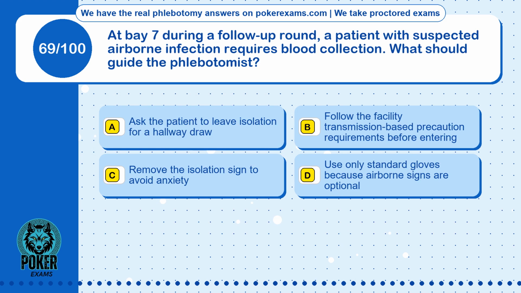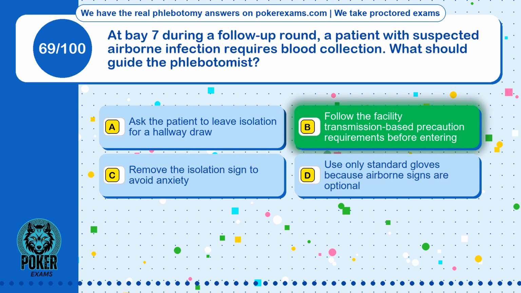Question 69. At Bay 7 during a follow-up round, a patient with suspected airborne infection requires blood collection. What should guide the phlebotomist? Option A. Ask the patient to leave isolation for a hallway draw. Option B. Follow the facility transmission-based precaution requirements before entering. Option C. Remove the isolation sign to avoid anxiety. Option D. Use only standard gloves because airborne signs are optional.